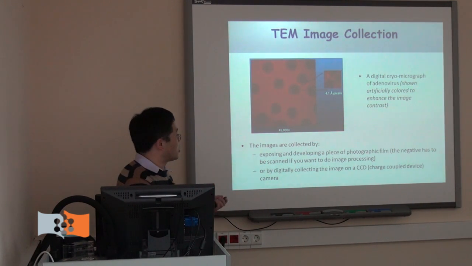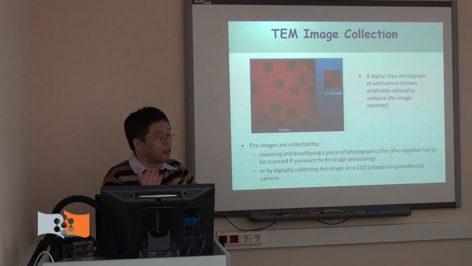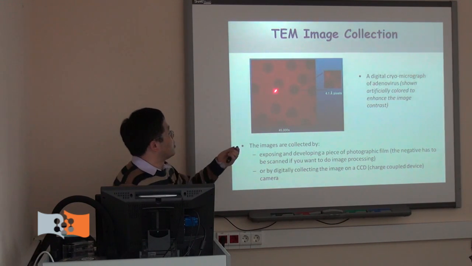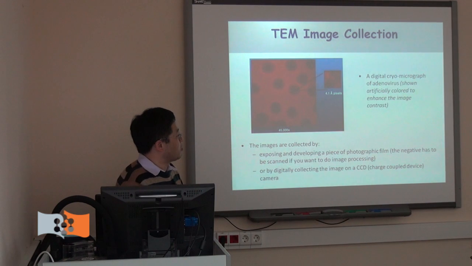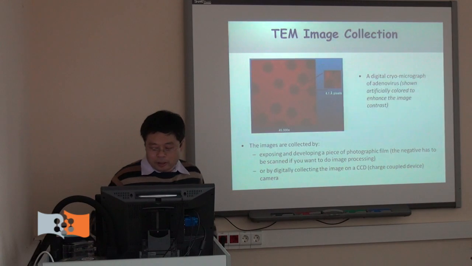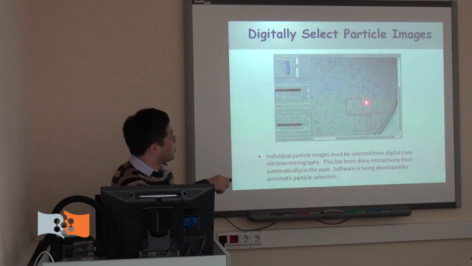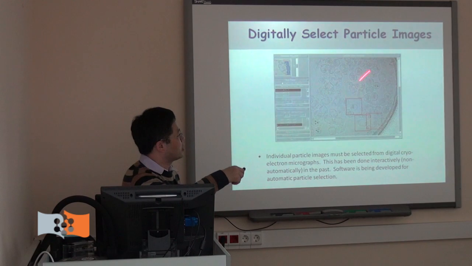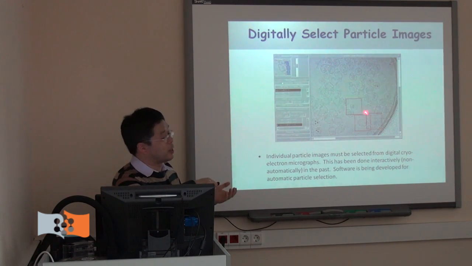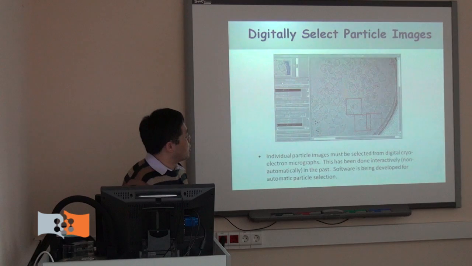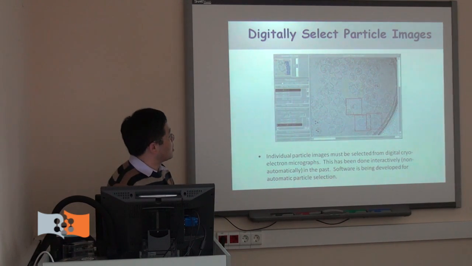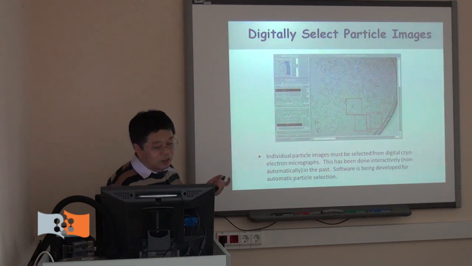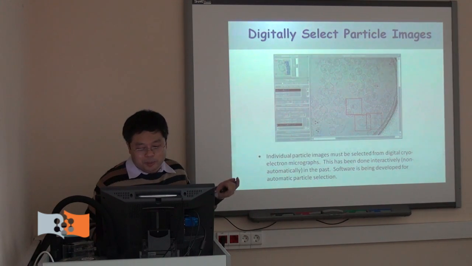For this, you can shoot a picture and then go to another place and shoot another picture. Previously, we just used negative films. Now we use a CCD camera. Now we have software which can automatically collect the data. You can find an area, go to another place, and shoot another picture. Keep going on. You can remote control this. So you get a lot of images of your sample.